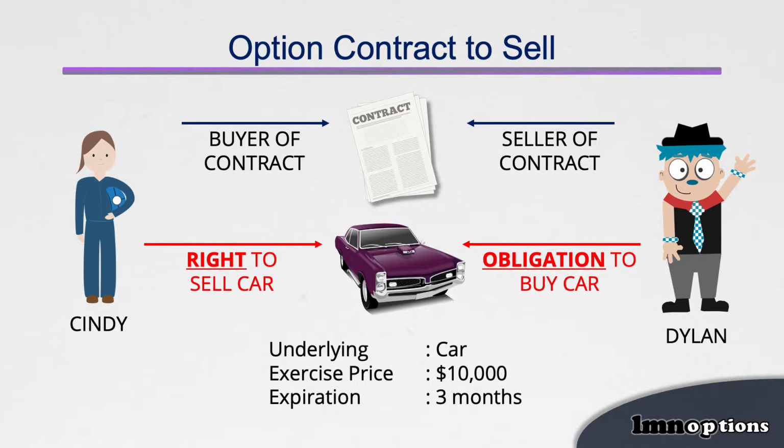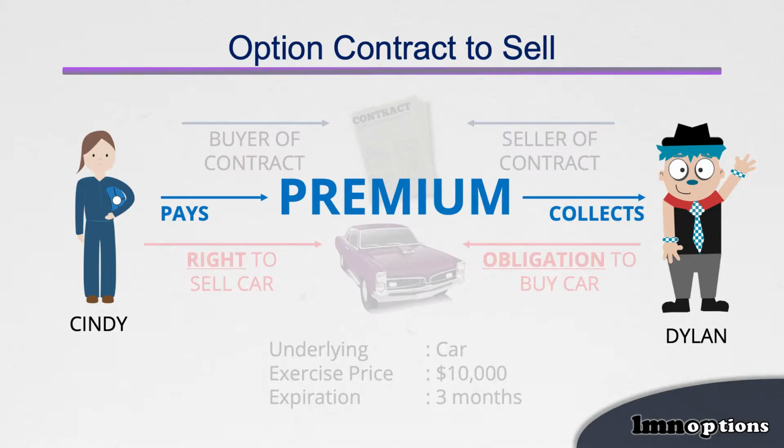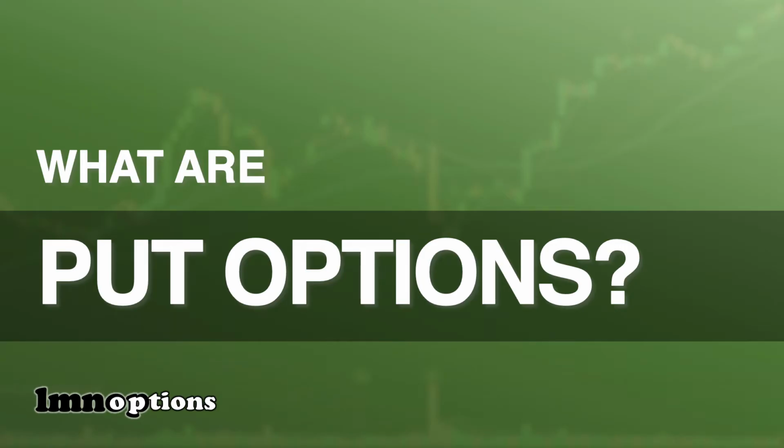Dylan, who is the seller of the options contract, has the obligation to buy the car from Cindy if she chooses to exercise her right at the term stated in the contract. And for the right to sell the car, Cindy pays a premium, and for the obligation to buy the car, Dylan collects the premium. In the equity markets, options contracts to sell underlying shares are known as put options. Today we're going to talk about what are put options.